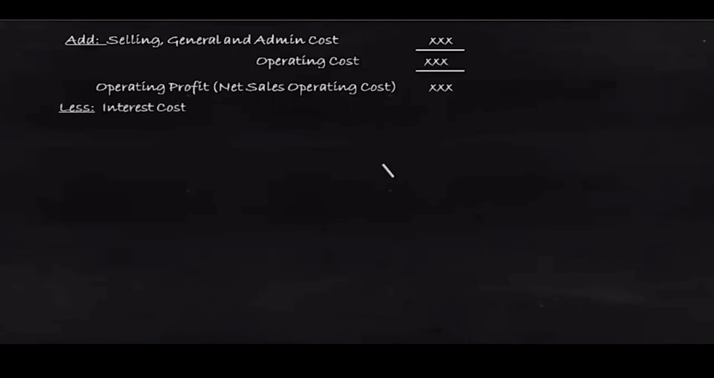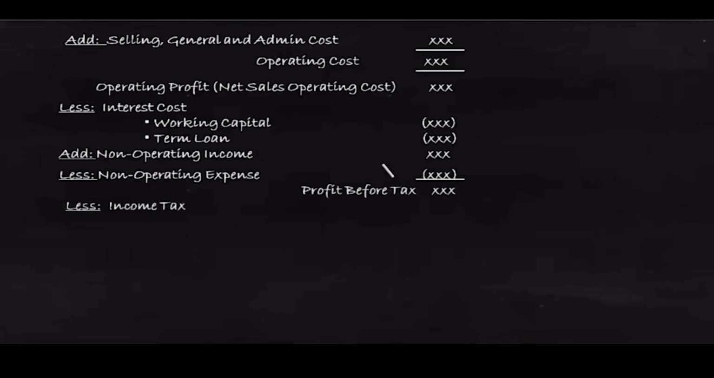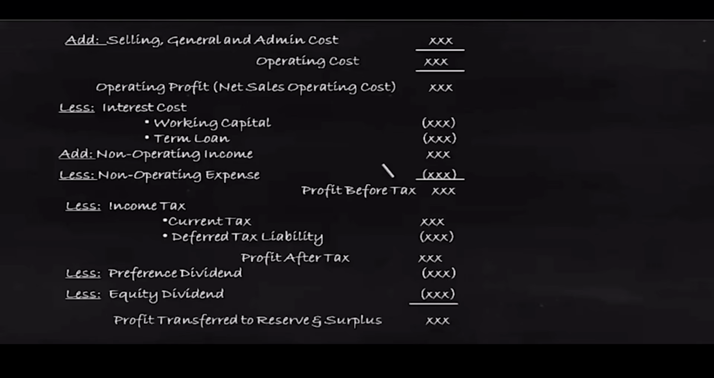And from this only we'll deduct interest cost, which should be broken into working capital cost and term loan cost. Then we have to add the non-operating incomes and deduct non-operating expenses so that we get profit before tax. From this we have to deduct income tax, which is again broken into current tax and deferred tax. And deferred tax liability only the banks would consider. Then we get profit after tax, and from this profit after tax only the dividend will be paid. The first one will be preference dividend and the second one would be equity dividend. And if any profit is remaining after that, then that profit will be transferred to reserves and surplus.